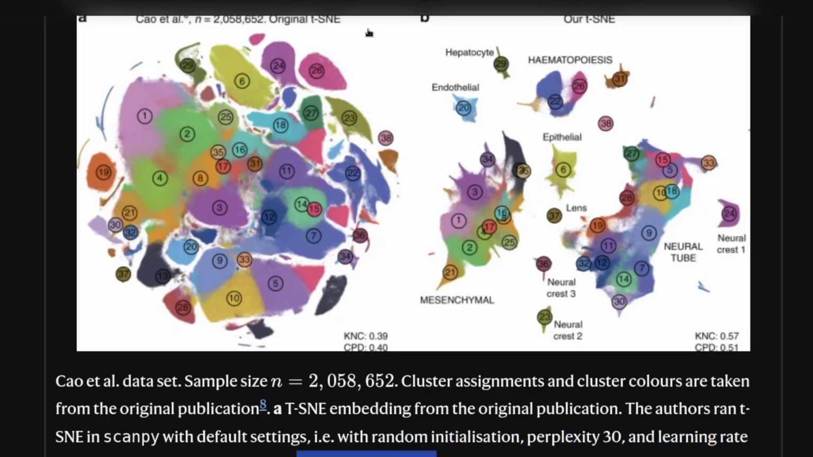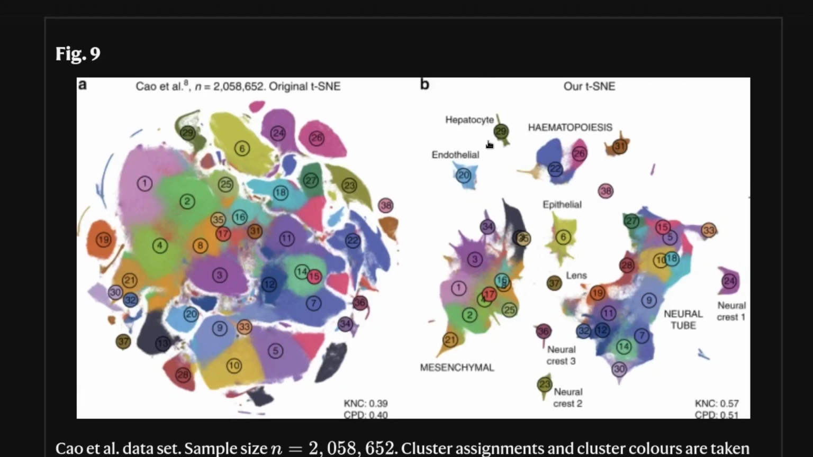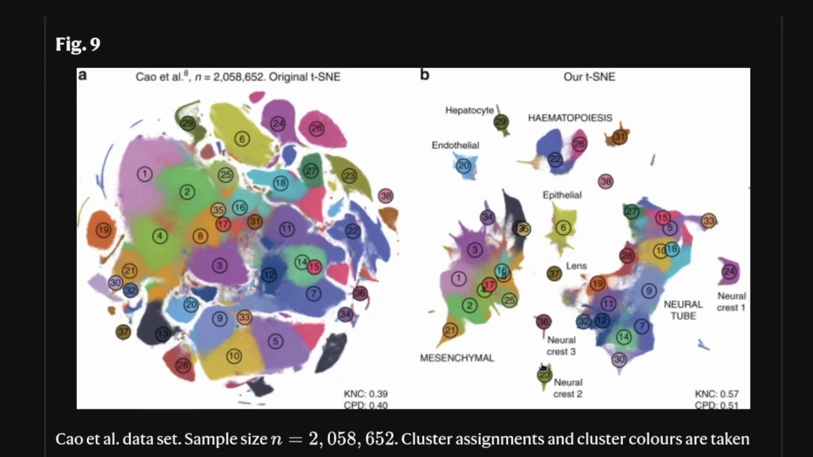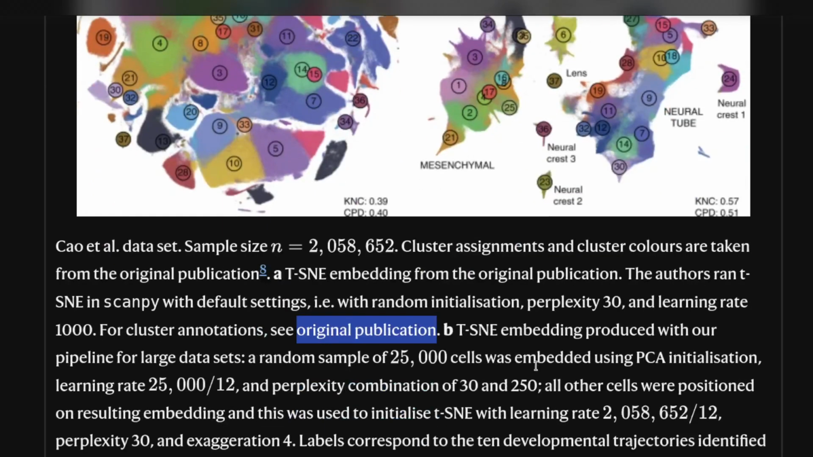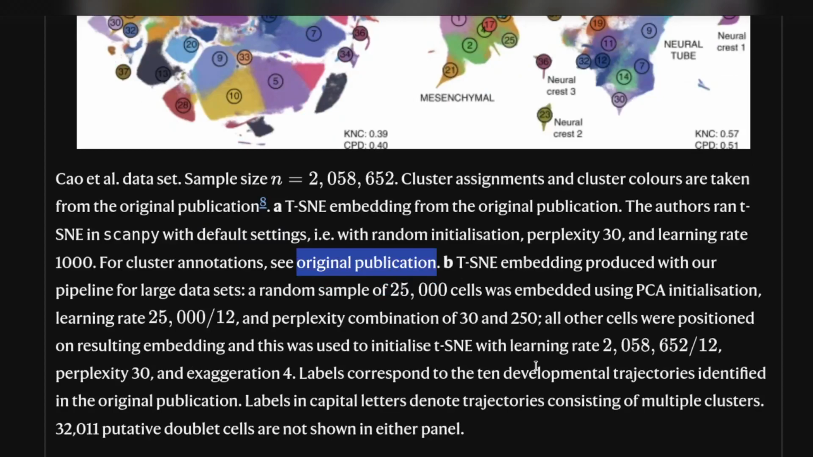B, t-SNE embedding produced with our pipeline for large datasets. A random sample of cells was embedded using PCA initialization, learning rate, and perplexity combination of 30 and 250. All other cells were positioned on the resulting embedding, and this was used to initialize t-SNE with perplexity 30 and exaggeration 4. Labels correspond to the 10 developmental trajectories identified in the original publication. Labels in capital letters denote trajectories consisting of multiple clusters. 32,011 putative doublet cells are not shown in either panel.